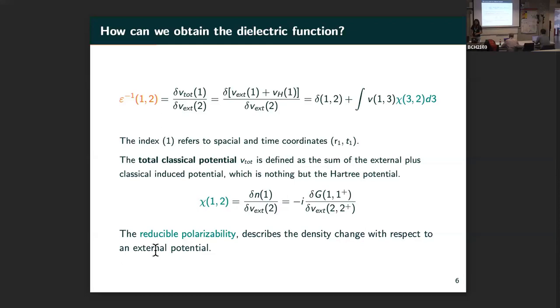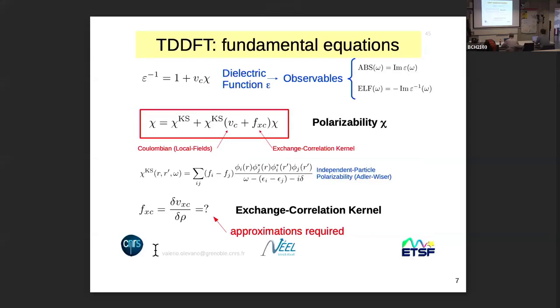So, any questions so far? Also, this is courtesy of Valerio, just to remind you that chi is the chi that you can calculate from time-dependent DFT. This is a Dyson equation that you have already seen. In the Dyson equation, you basically have to calculate chi0, using the orbitals and also the energies that come out of density functional theory. And then you have the local fields and the exchange correlation.